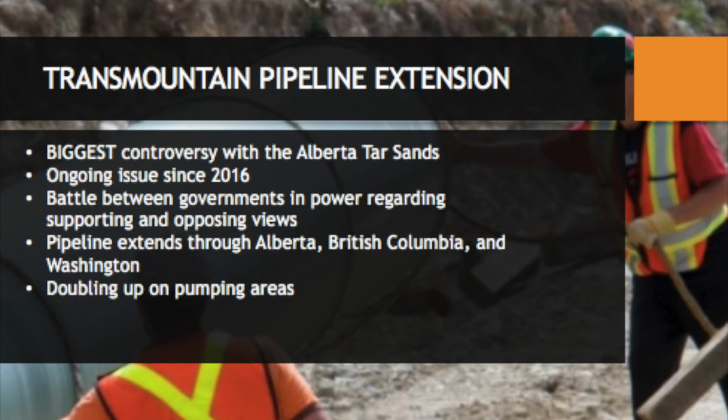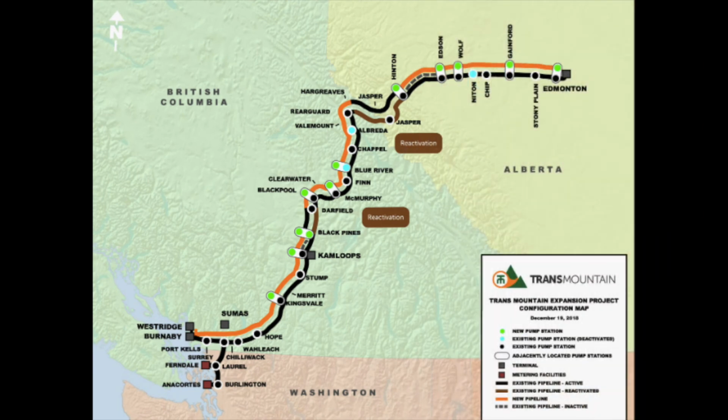So I'm going to insert a little diagram in order for you to get a visual expansion of the pipeline. Just to get into a little more of the specifics, this is what the pipeline extension would look like. The orange line is the extension. The green dots are the new pumping stations. So they've added about 980 kilometers of new pipeline and about 12 more pump stations.